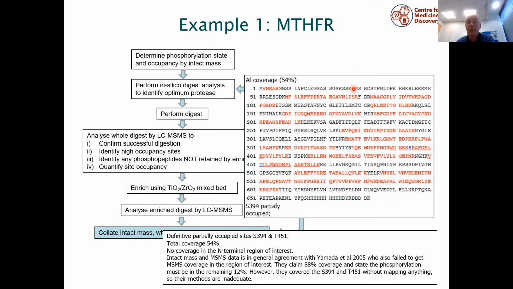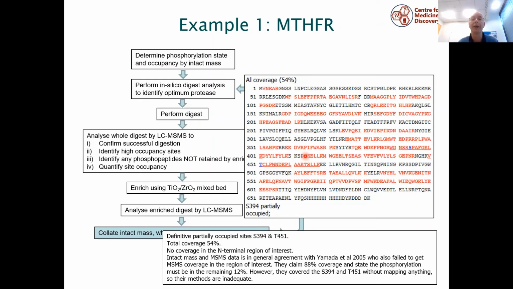They claimed that they had coverage of 88%. And because they didn't manage to cover this region and they found no phosphorylation sites, their conclusion was that the phosphorylation must be here because everywhere else had been covered. However, what they were not able to do was identify these 2 phosphorylations that we found. So that means their actual phosphorylation mapping strategy is inadequate. Okay, so we need to do more than this.